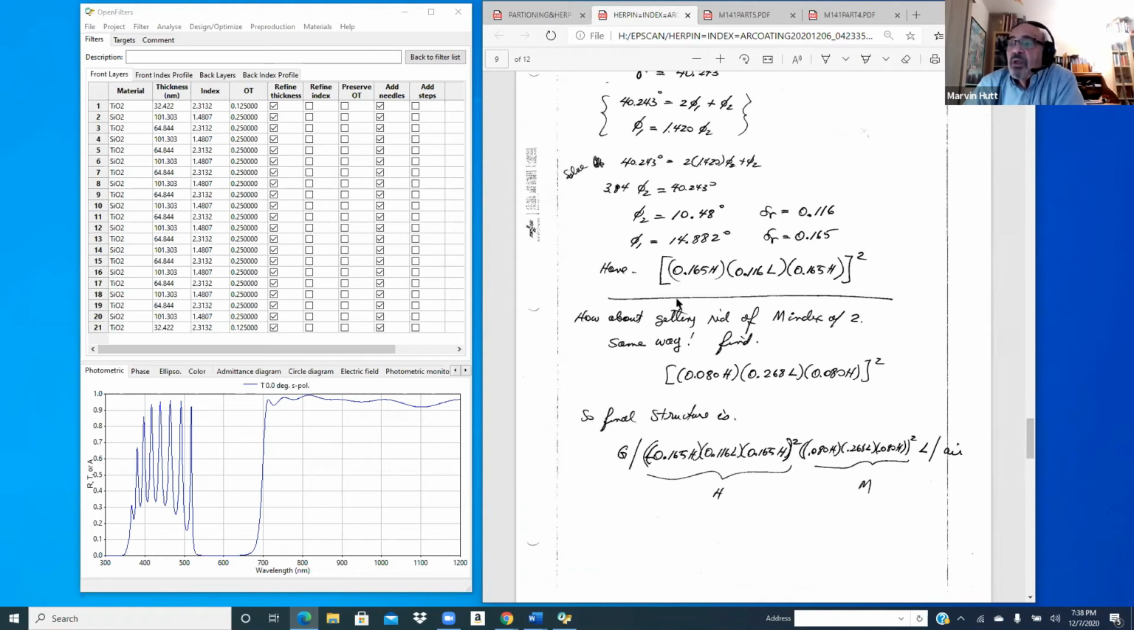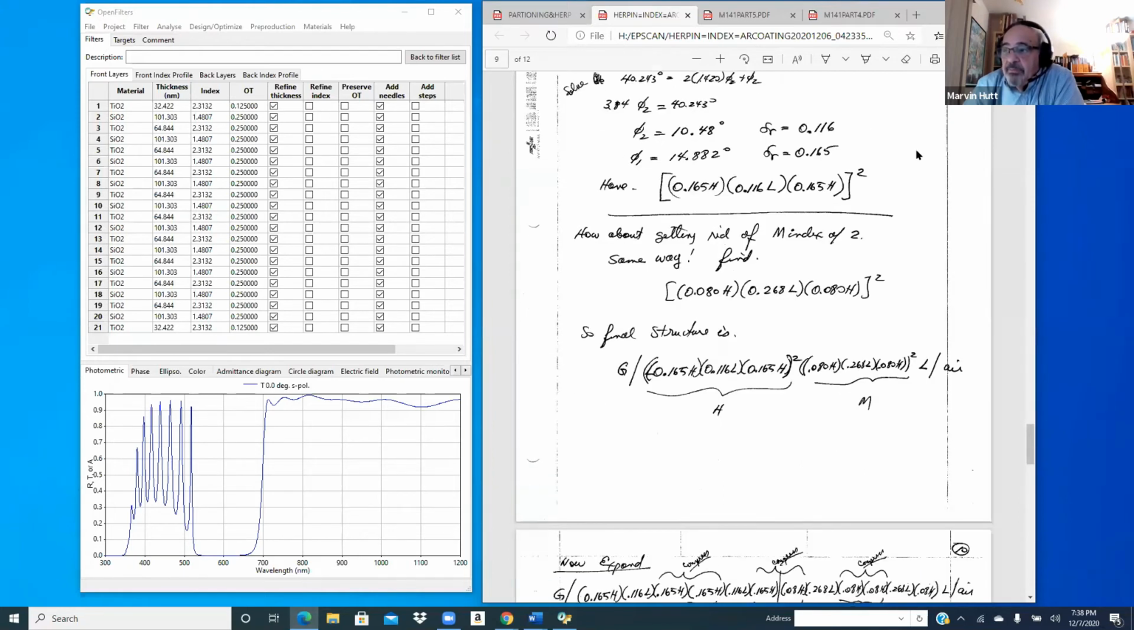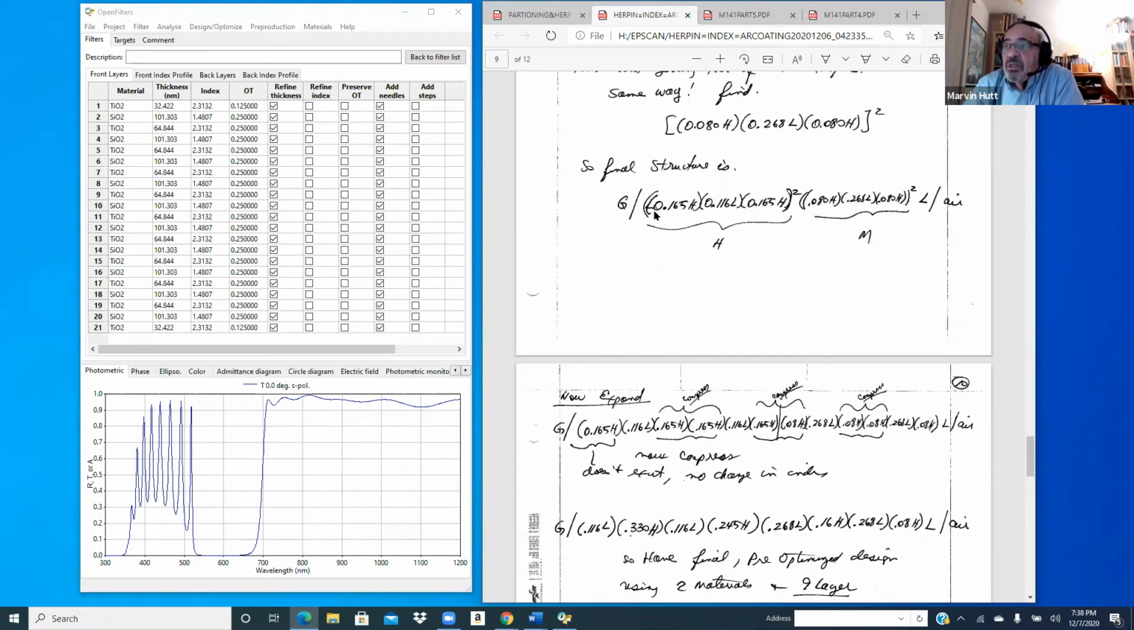So we have this. We have 0.165H, 0.116L, 0.165H twice. How about getting rid of the index of 2? So this is the middle one. The middle index, we can make up the same way, and we find out we have 0.8H, 0.28L, 0.8H. This is just arithmetic, all right? And so out comes this design, all right?